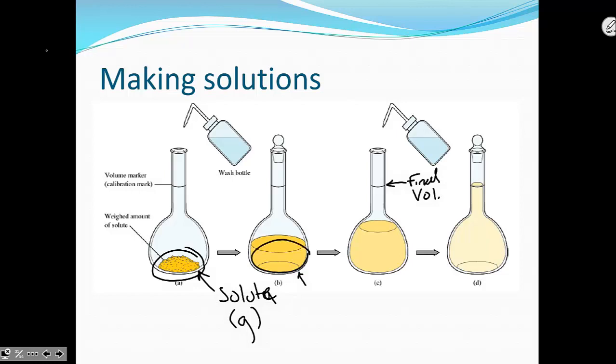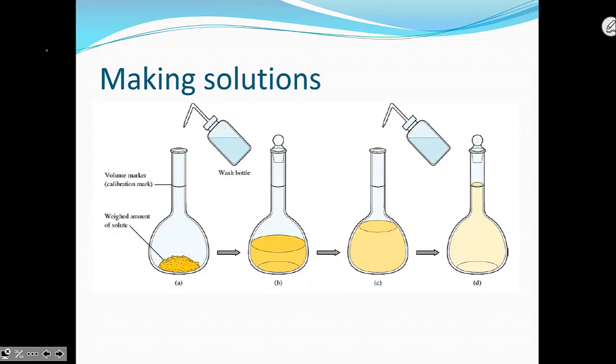So by dissolving it before you take it to the final volume, you account for that. So if you're ever asked on a quiz, hint, hint, how to make a solution, you measure out the mass of solute needed, you dissolve it, and add enough water to reach the final volume of the solution.